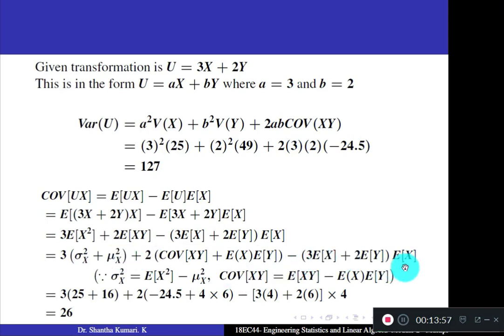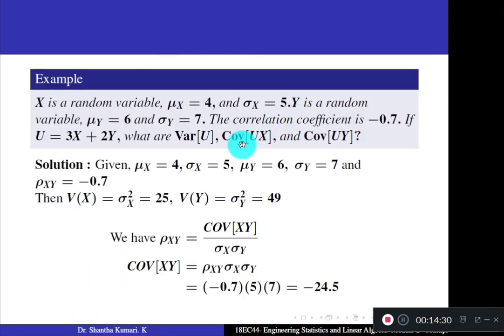Now every term is known, substitute. All terms are known now in this formula. Substitute. Sigma x square, variance, is 25, mu x square is 16, covariance is minus 24.5, expectation of x into expectation of y becomes 4 into 6, minus 3 into mu x 4, plus 2 into mu y 6, into outside term 4. Use the calculator, calculate, you get the answer 26. This is the answer for your second question, covariance of u into x.